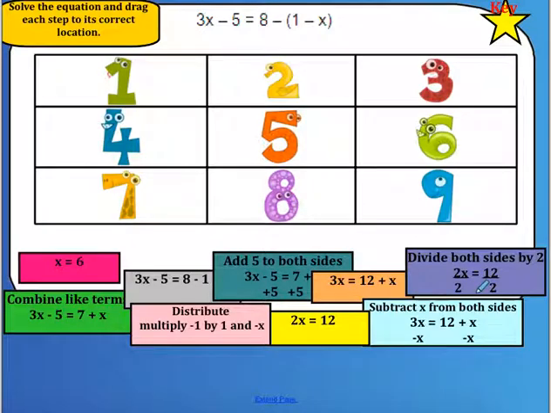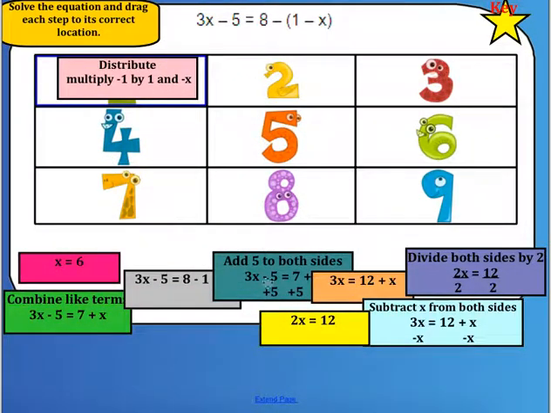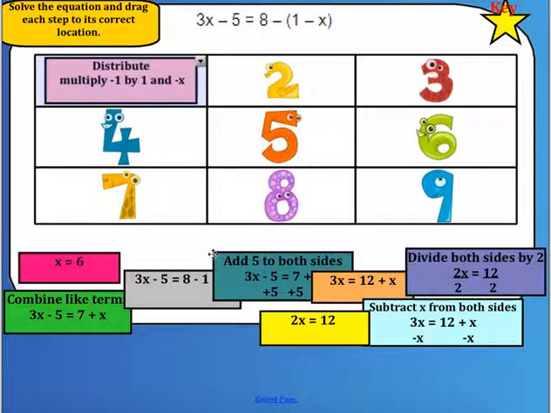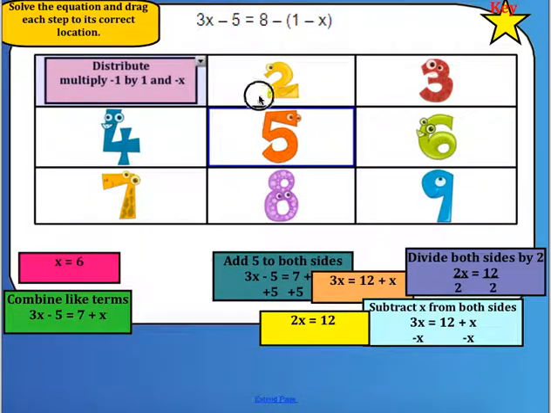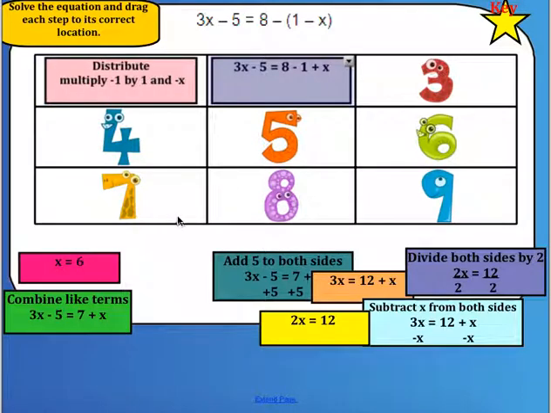And last one here. There's a lot of different ways to go about solving a problem, but this is a really good order to do it. So if I have 3x minus 5 equals 8 minus the quantity 1 minus x, the first thing I must do is distribute. We need to take that negative sign. You can think about it as a -1 or a subtraction sign, but I need to distribute it to everything in the parentheses. Then I get 3x minus 5 equals 8 minus 1 plus x.